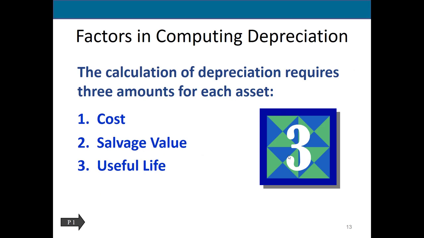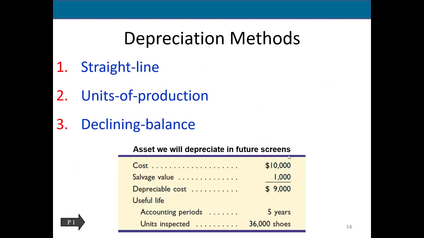A few factors we have to think about in computing depreciation. Basically, three amounts that we'll always need is the cost, the salvage value, and the useful life. So let's look at these three different types of depreciation methods. Are there other methods? Absolutely, there are other methods, but we'll just focus on these three for today. So we're going to use this example, and we'll explain these pieces and parts as we go.